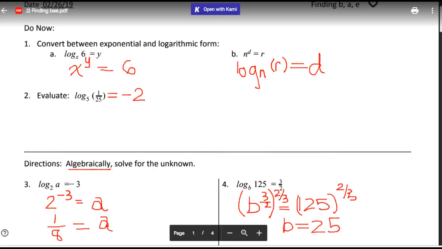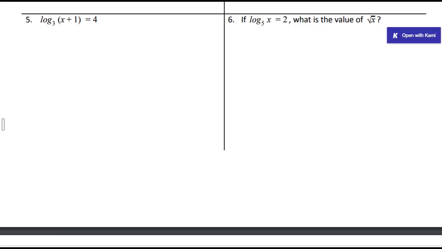Okay, so I'd like you to pause the video and I want you to try number 5 using the same type of idea. So for number 5, when we look here, we want to make sure we convert this into exponential form. So it's going to be 3 to the 4th equals x plus 1. And then we're just going to solve for x. Anytime you do these types of problems, it's very beneficial to substitute your answer back in to check to make sure it works. So when we do 3 to the 4th, we get 81.